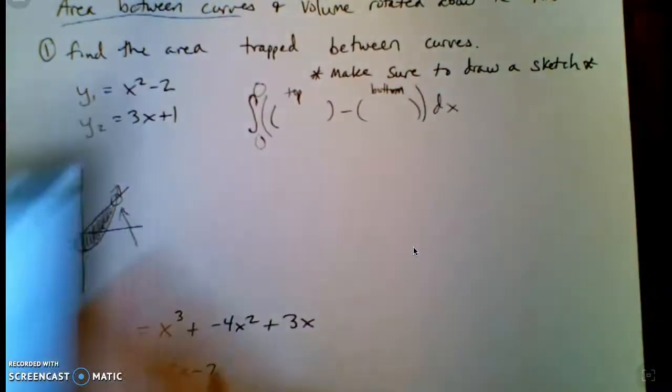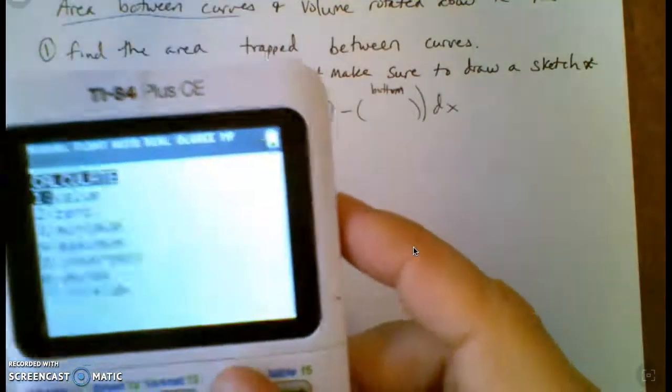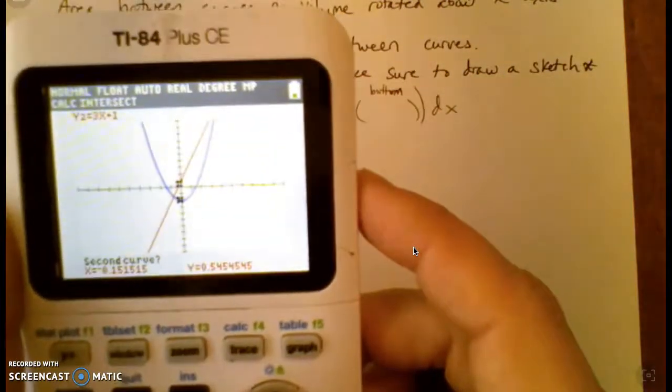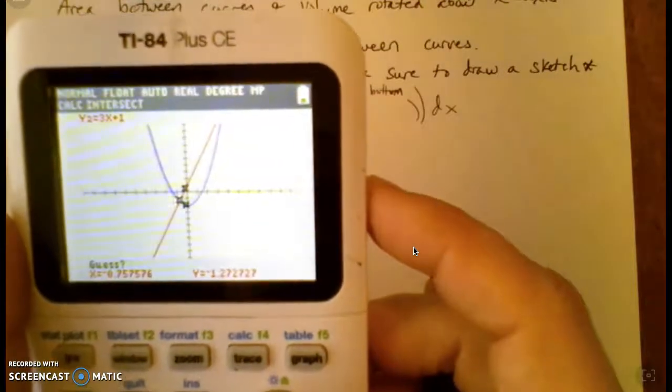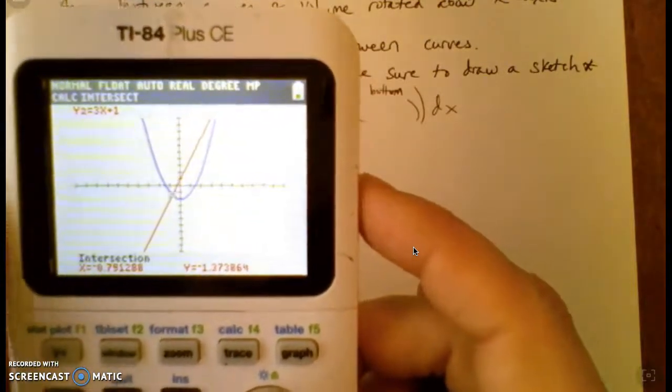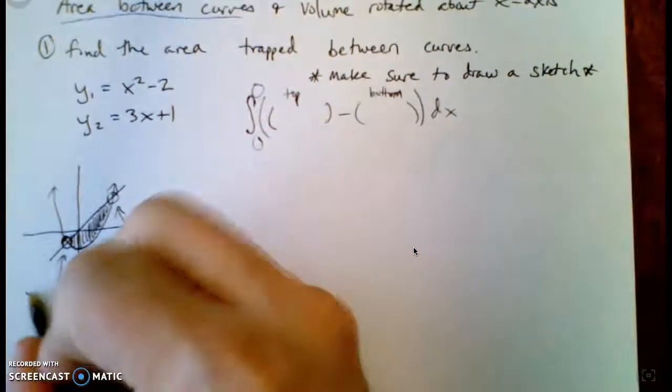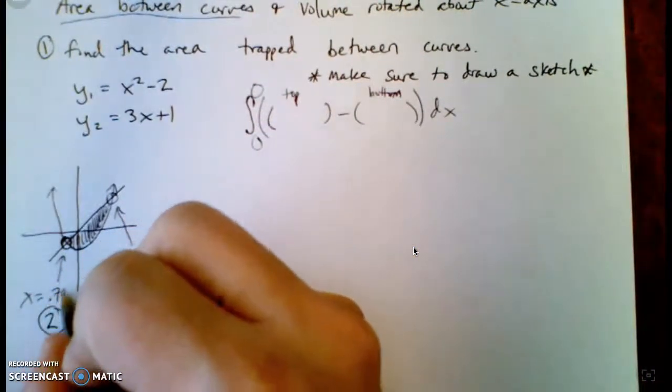And to do that, you need a graphing calculator. So we're going to find our intersection points. For this, you hit enter, and then your guess matters. You got to hit close to where you want to get. So I usually go two decimal places. So this is x equals 0.79.